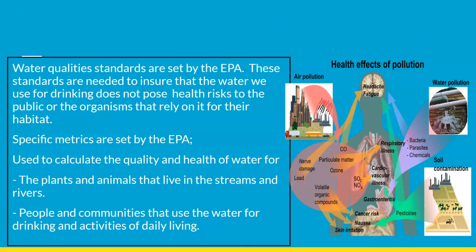Water quality standards are set by the EPA. It's important that we have these standards because they are needed to ensure that the water we use for drinking does not pose a health risk to the public or organisms that rely on it for their habitat. Specific metrics are set by the EPA, and these are used to calculate the quality and the health of the water for plants and animals that live in streams and rivers, as well as the people and communities that use the water for drinking and activities of daily living. These are examples in the picture of things that can be caused by contaminated water, air pollution, and also soil contamination.